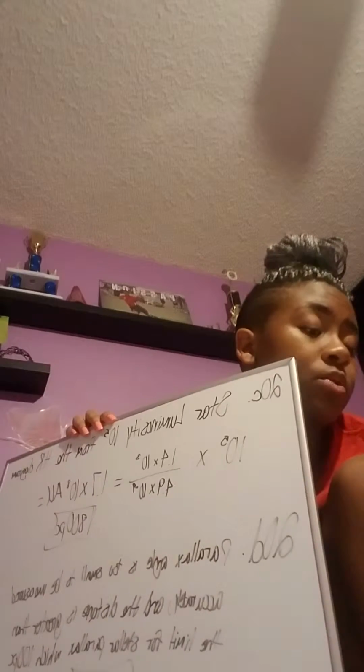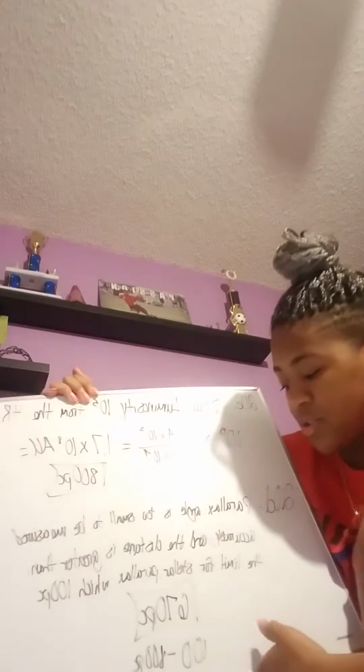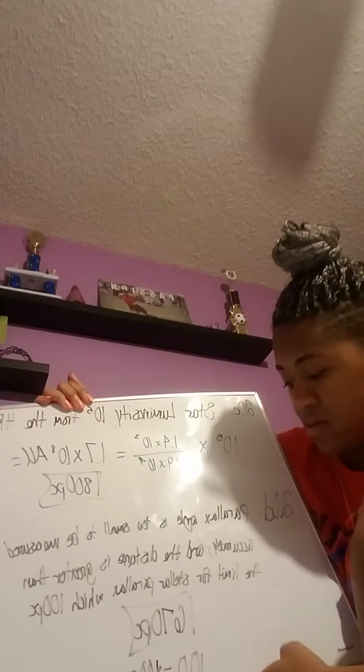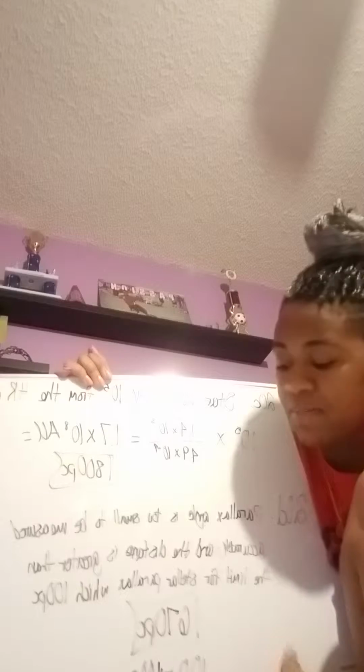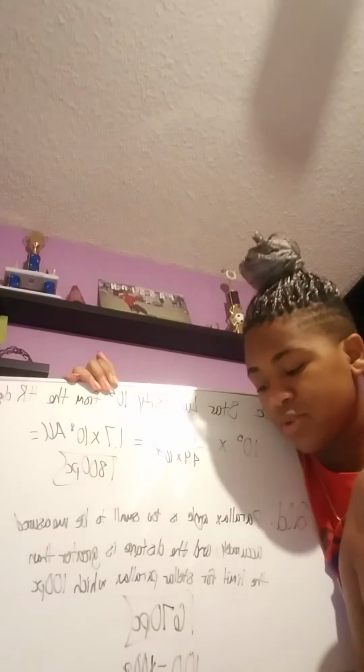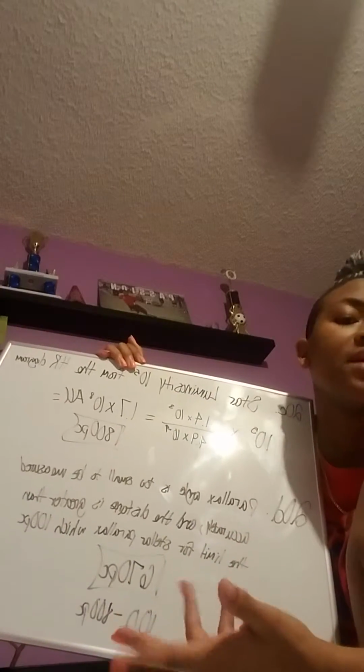And then for 20D, you have to explain why the distance of star A from Earth cannot be found by the method of stellar parallax. The parallax angle is too small to be measured accurately, and the distance is greater than the limit for stellar parallax, which is 100 PC. So any answer between 100 to 800 PC will be acceptable. I just put 670.